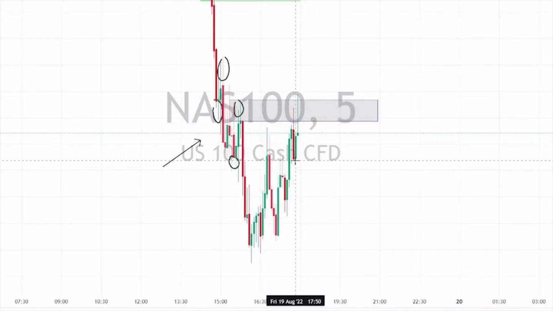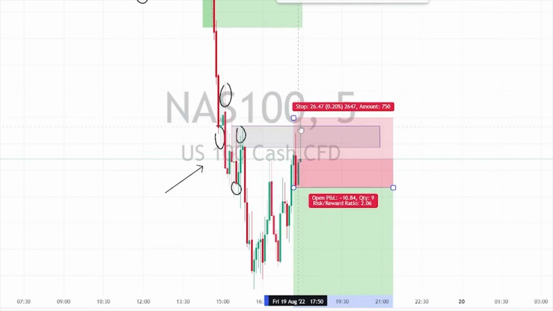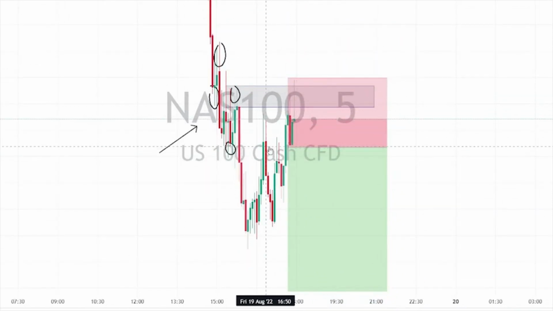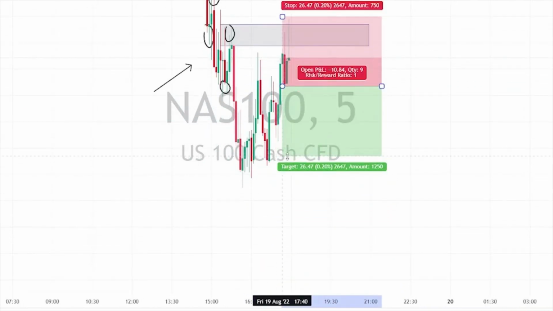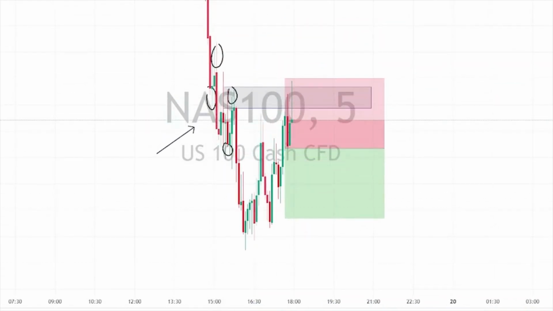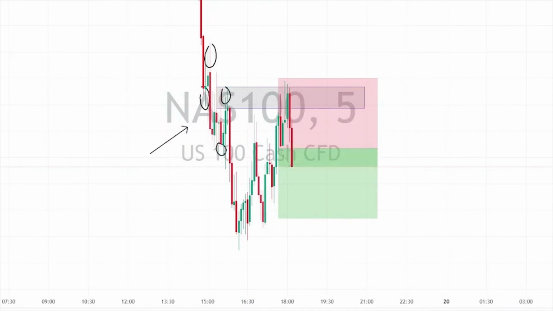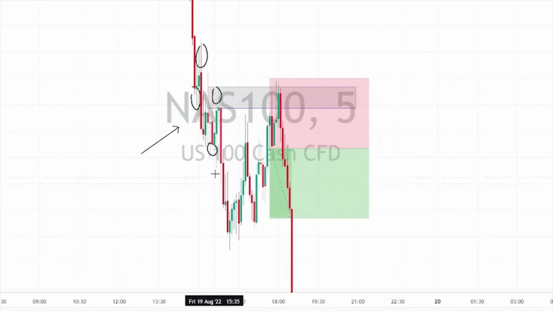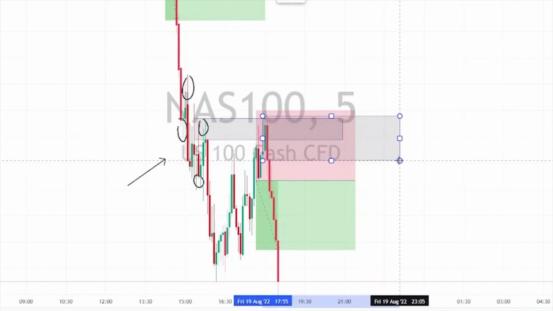So we are going to take the break of a low. We are going to take the break of a candle, because our stop loss will be above the liquidity grab candle. Then we have our 1-to-1. Okay, so that is it. We're in, then it drops.